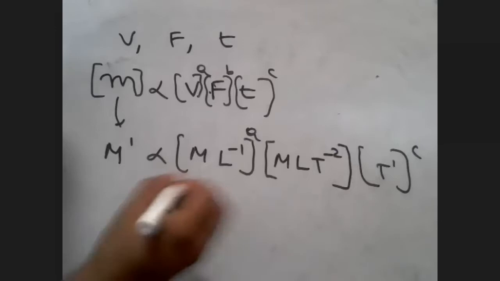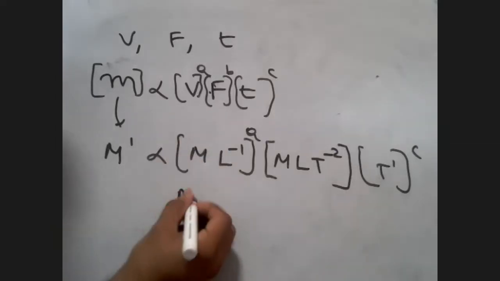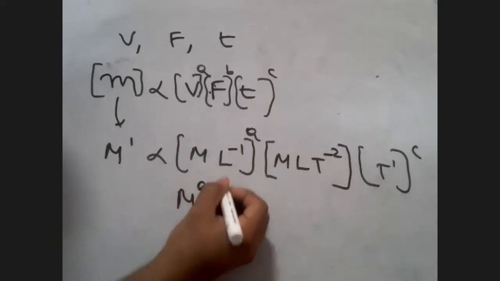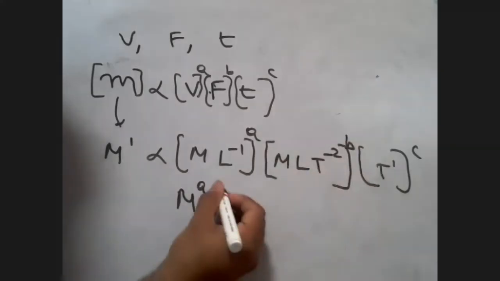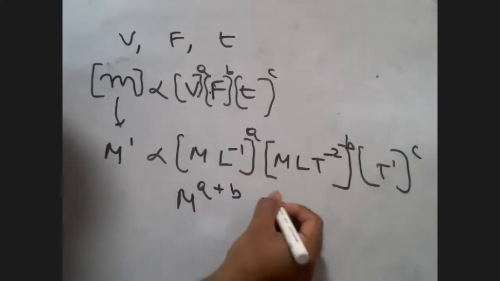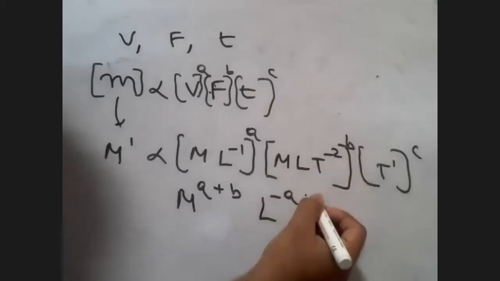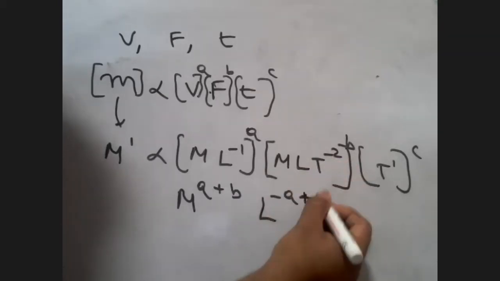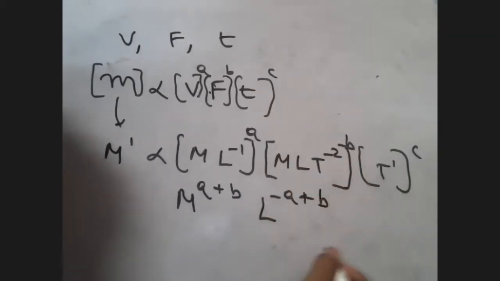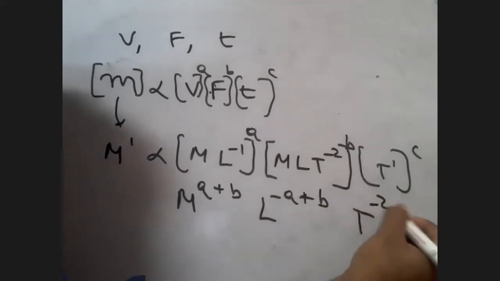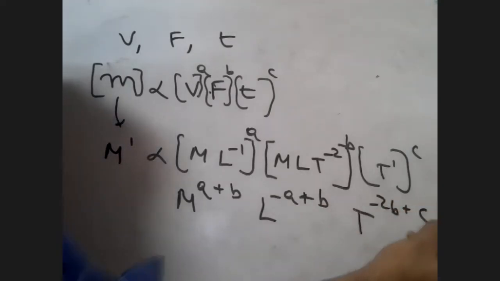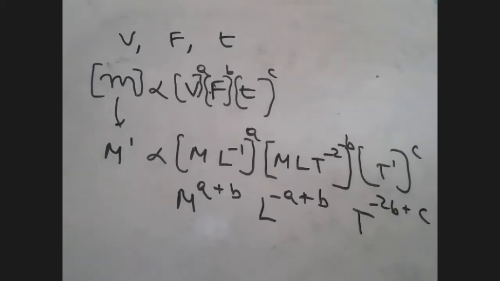I get it. But students, for those who don't know, look here. M raised to B, and this is L raised to A plus B, and T is going to be equal to what? Minus 2B plus C, isn't it? So equate all of this with this exponent, that is 1. And like the student who told me the answer, tomorrow you have to tell me the answer, students.